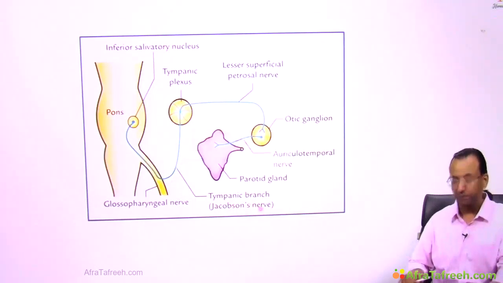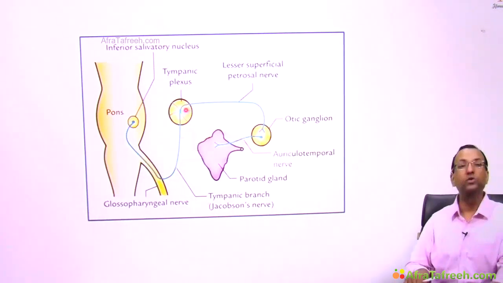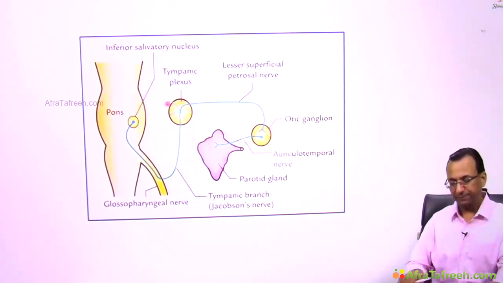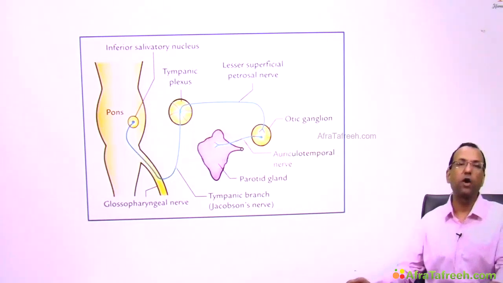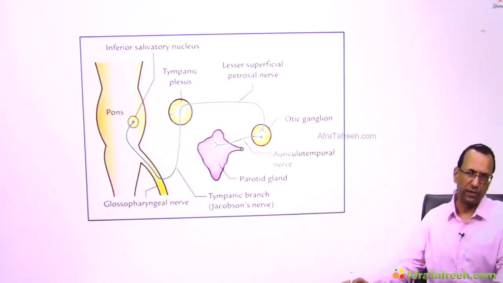It comes as a question. So Jacobson's nerve is the tympanic branch of the glossopharyngeal nerve, carrying preganglionic fibers to the tympanic plexus in the middle ear cavity, then continuing as the lesser petrosal nerve, and then synapsing in the otic ganglion, which will then send postganglionic fibers by branches of the trigeminal. In this case, it is the auriculotemporal nerve. There we'll talk about Frey syndrome as well. Let's draw the diagram.